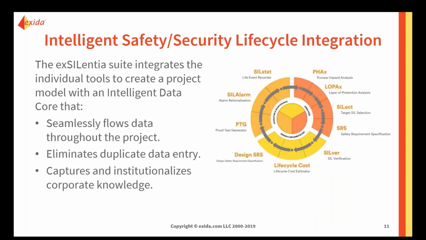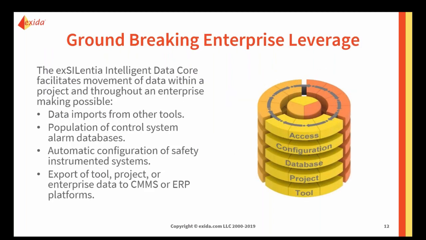They all interact together. So there's a lifecycle integration, and you can see as we start with the process hazard analysis, layer of protection analysis, and as you run through the lifecycle cost estimator, all the way through alarm rationalization and alarm event recorders. So it's a seamless flow of data throughout your project, which eliminates duplicate data entry and institutionalizes corporate knowledge. And this is through the use of the data core. The idea of the data core is to allow all of the access configuration database, project and tool information to be shared amongst the different tools.